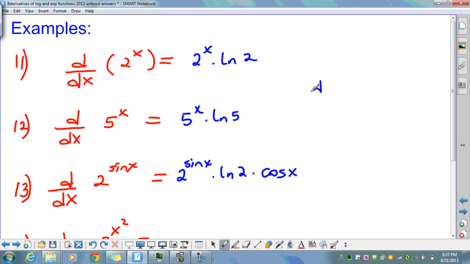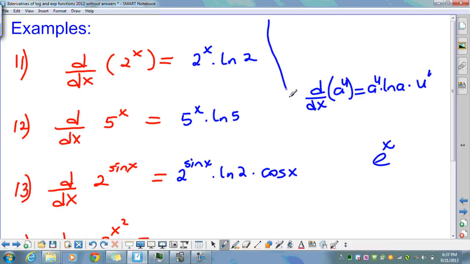So in a sense, this is your generalized rule: the derivative of a to the u is a to the u times natural log of a times u prime, or du dx. Now the good news is, I would say more than 95% of the time in calculus, you're going to see e to the x and not any other base. So I'm showing you this so that you can be familiar with it, but don't worry, I understand there are too many rules to remember, and this one is one. It doesn't come up very often, and you don't have to worry about it too much.